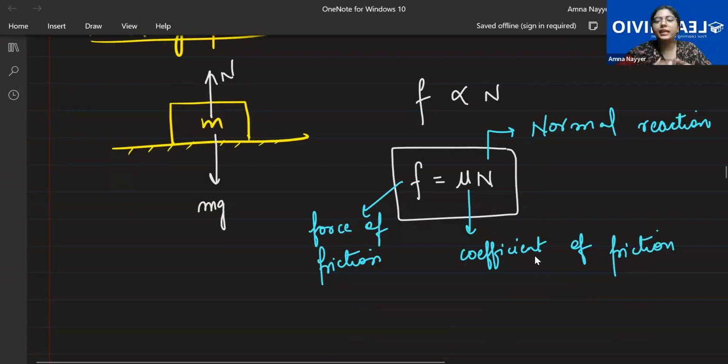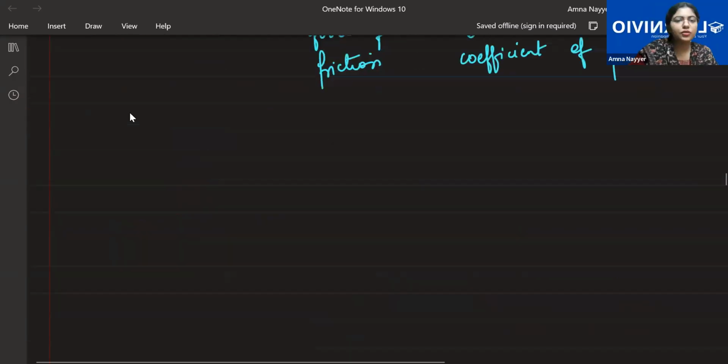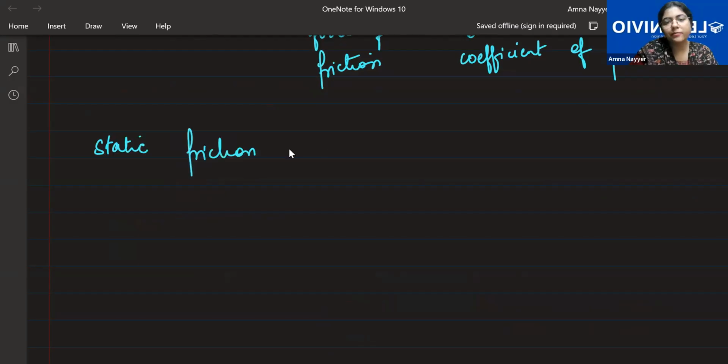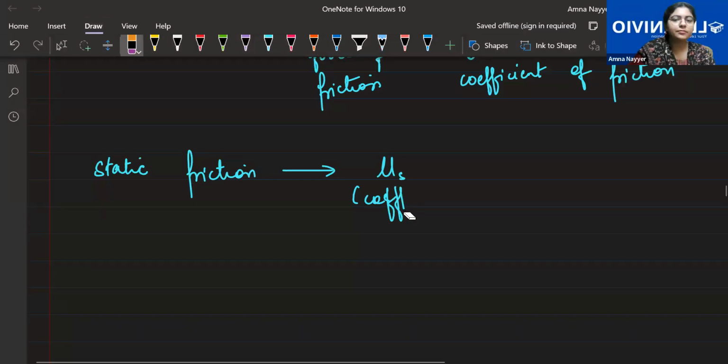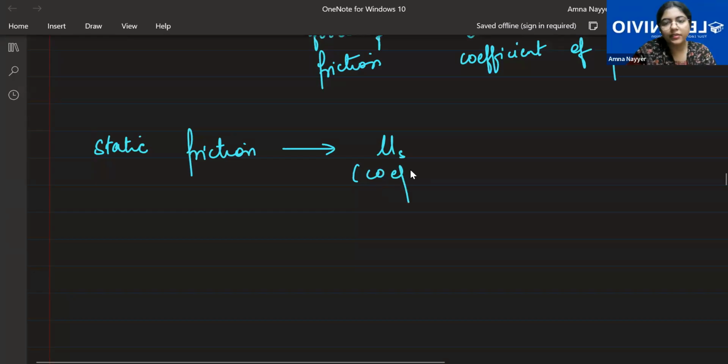For different kinds of friction, the values of this mu are different. Like if I'm talking about the limiting friction, the static friction, the value of this mu will be mu s. That will be the coefficient of static friction.